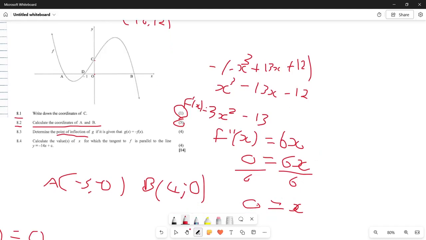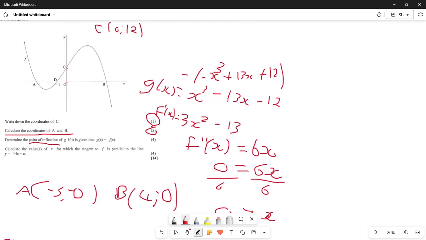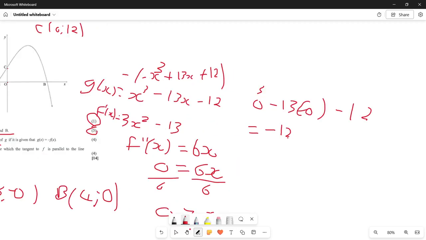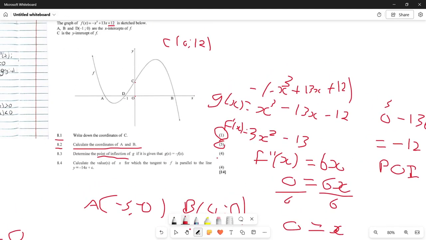So we're then going to have to substitute our 0 back into our g of x. We are going to put our 0 back in here, and it's going to give us our y coordinate of our point of inflection. So we're left with minus 12, which means our point of inflection is 0 and minus 12. So we have then solved for 8.3, 4 marks.